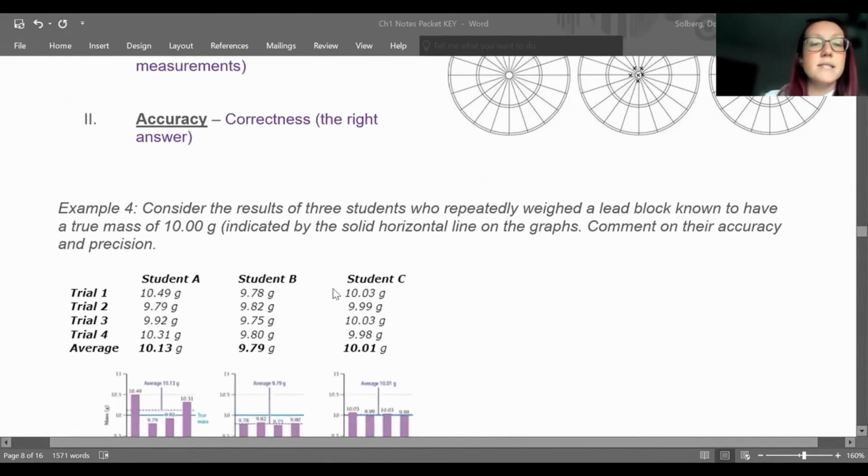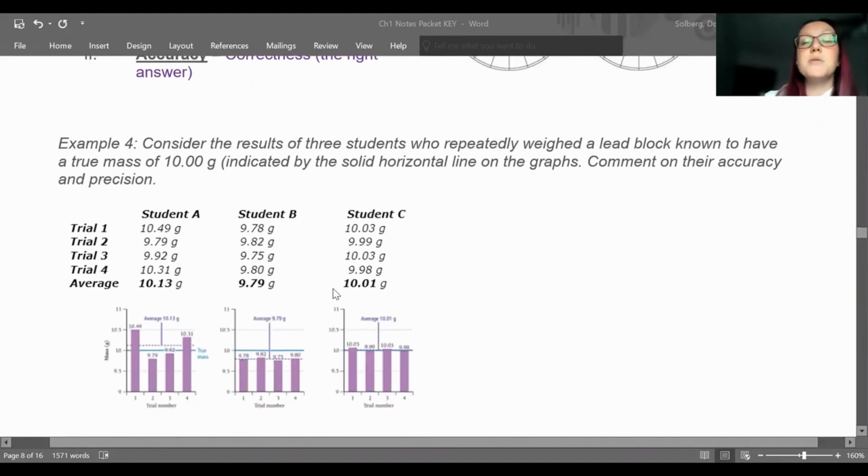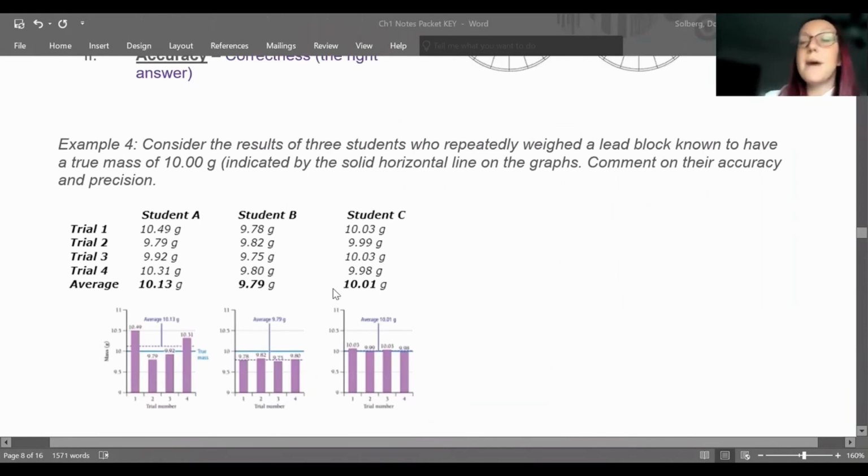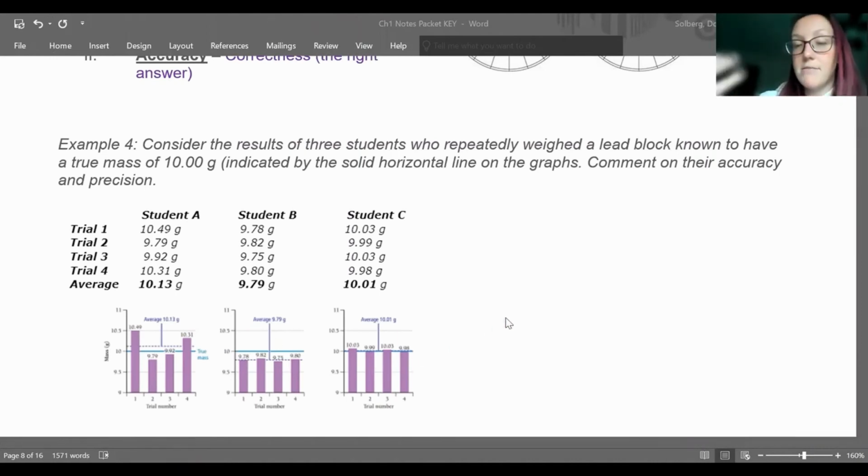Okay, so I have an example here. It says, consider the results of 3 students who repeatedly weighed a lead block known to have a true mass of 10 grams. Okay, so on these graphs here, I've indicated by the solid horizontal line where 10 grams is. That's what they should have gotten. Okay, that is our theoretical value. A comment on their accuracy and precision. So take a minute to look at this data, see if you can see who was precise, who was accurate, who was both.